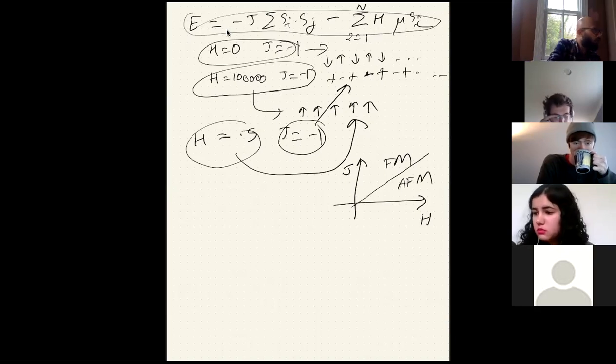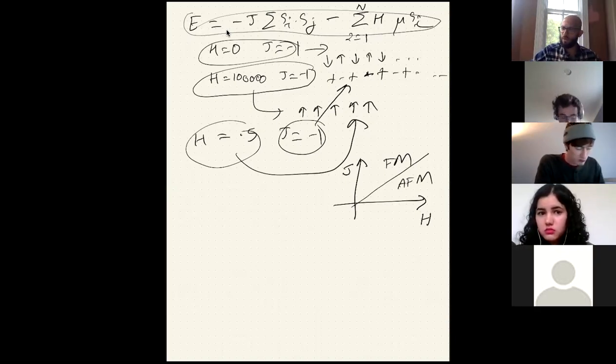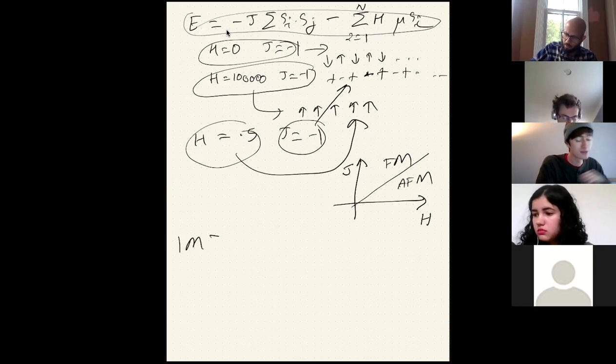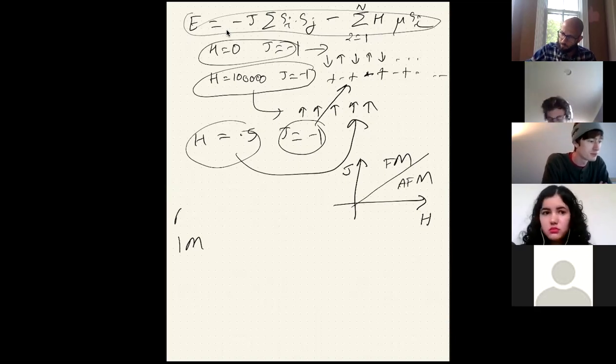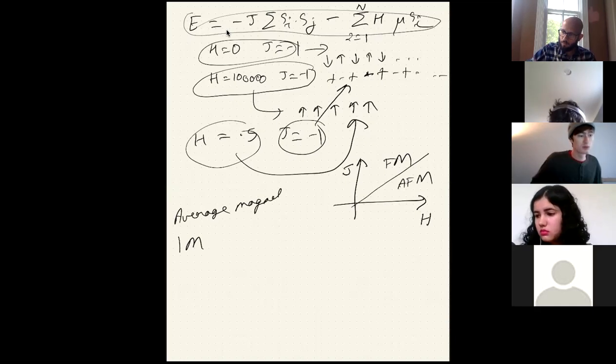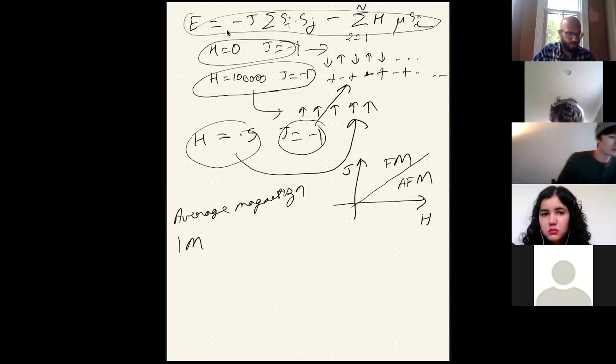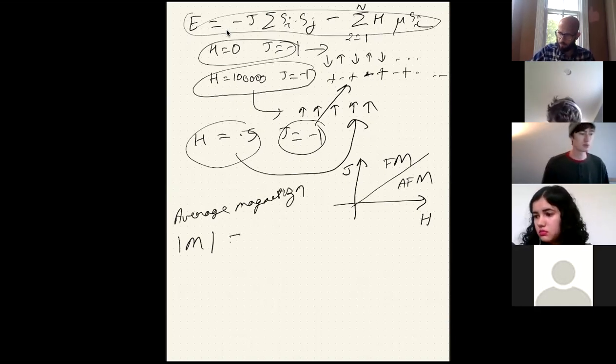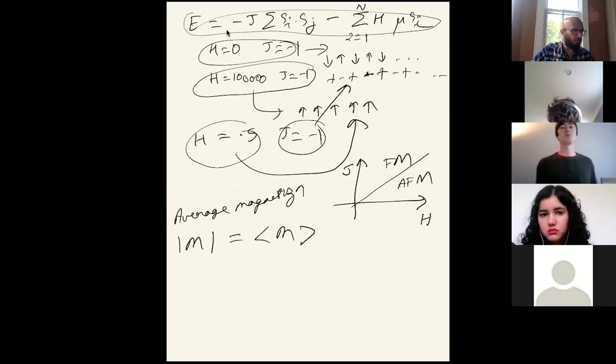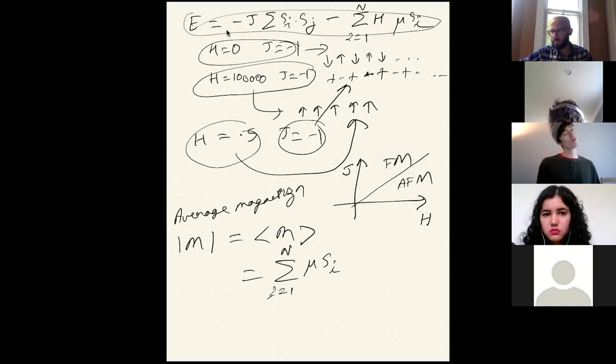What we are going to do next is to really think about the quantity called average magnetization, which is denoted as bar of M or bracket of M, which is a sum of i equals 1 to N mu S_i. This is the sum that we are interested in.